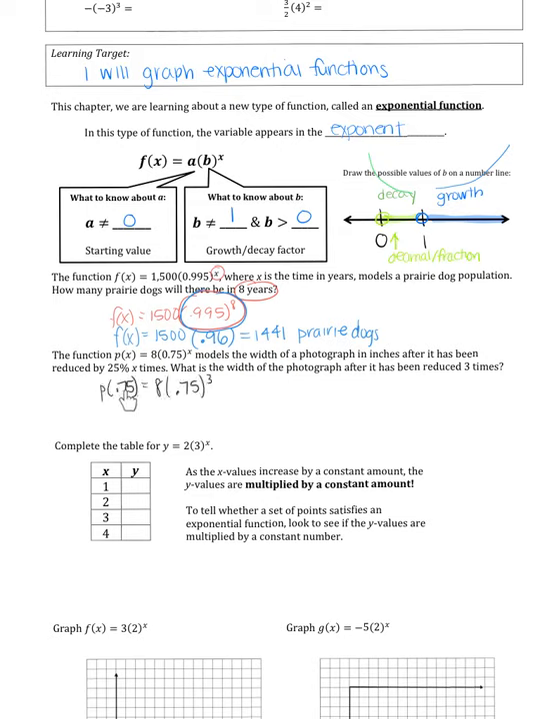Remember that p of 0.75 is just a fancy way of saying I'm plugging 0.75 everywhere there's an x in this equation. Now remember, I do my 0.75 cubed first, and then I multiply my answer times 8. And 8 times 0.42 is 3.375. And it's the width in inches, it looks like. So 3.375 inches would be the final width of that photograph.